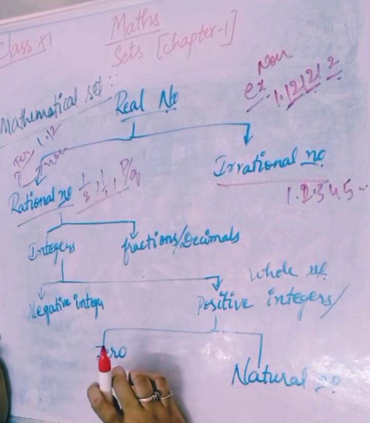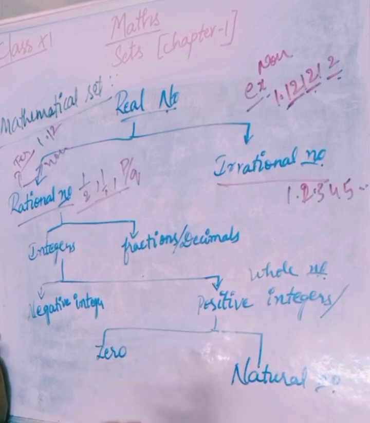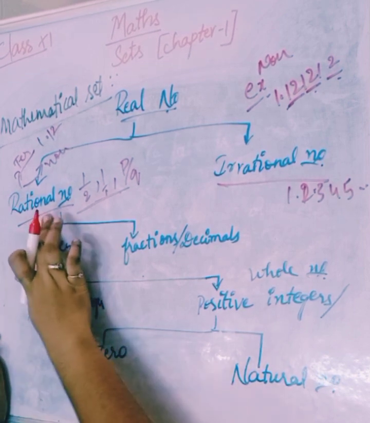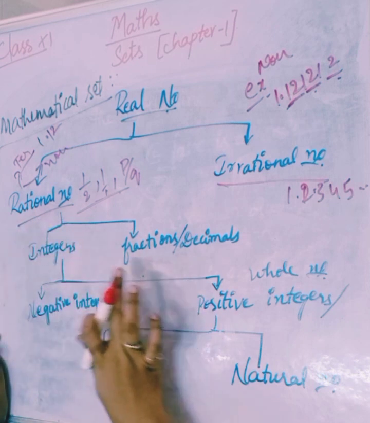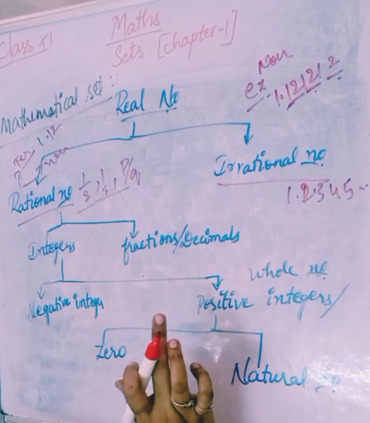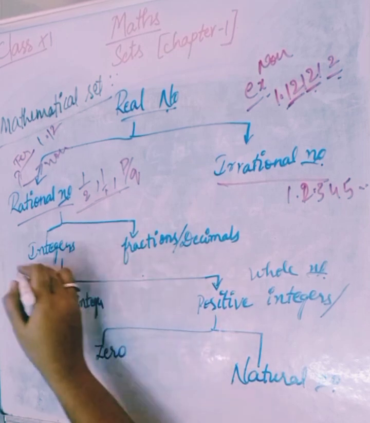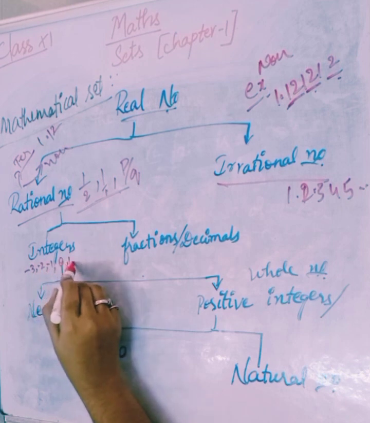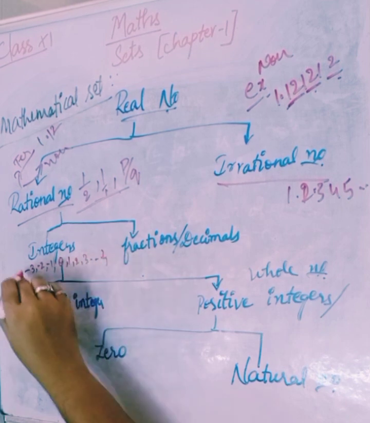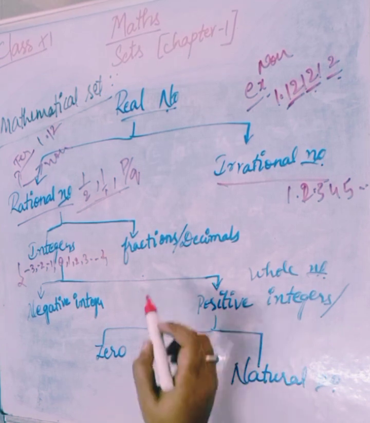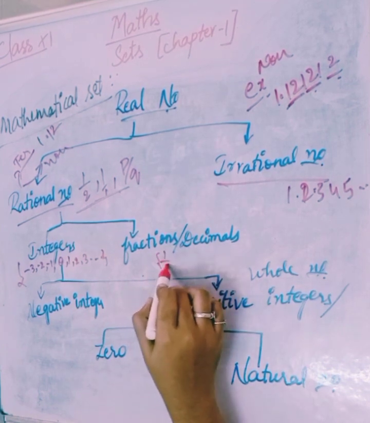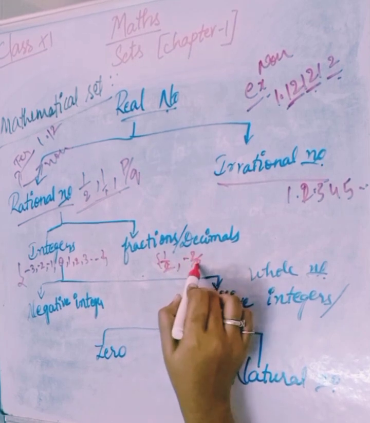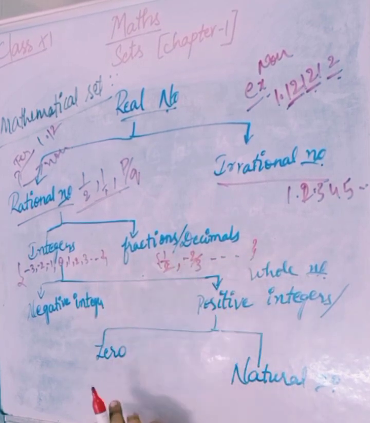So what is the definition we have? Rational numbers means it's p by q, where q is not equal to 0, and p and q both belong to integers. So that's what we will say as rational numbers. In rational numbers, we have two types. One is integers, another one is fractions, that means decimals. Integers means numbers like -3, -2, -1, 0, 1, 2, 3, etc. Fractions means it will be 1 by 2, -2 by 3, like that. Fractions are decimals, we'll say.